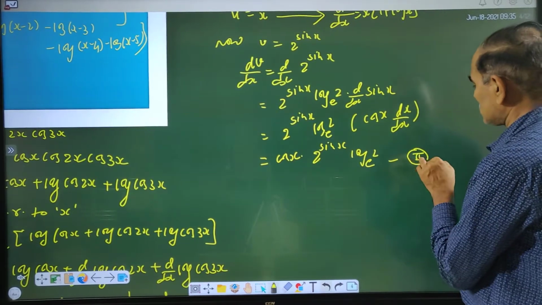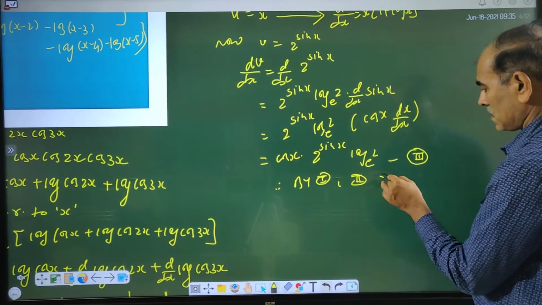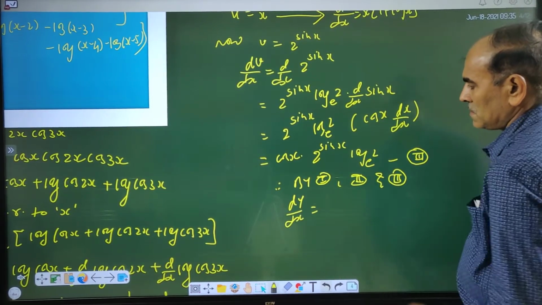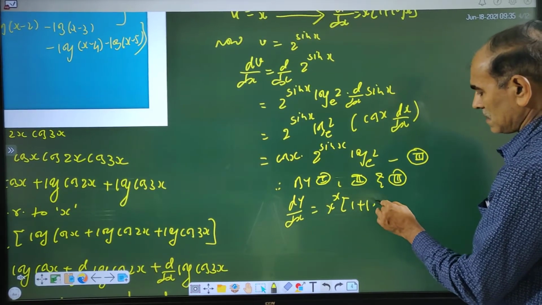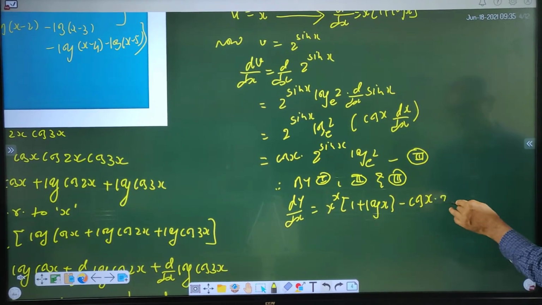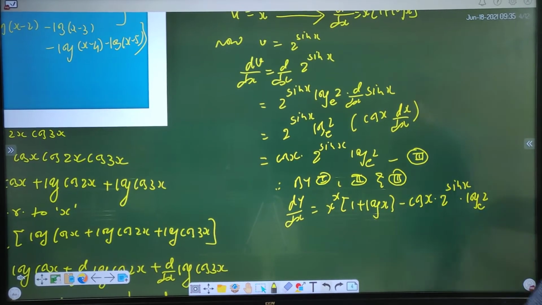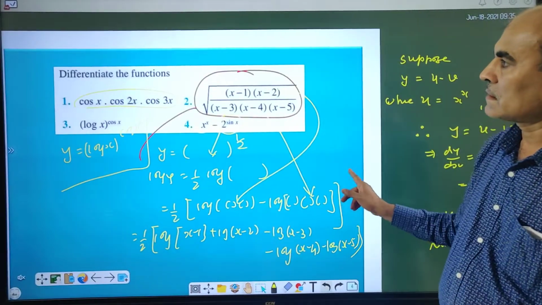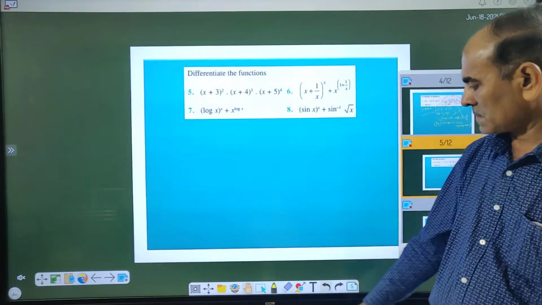By 1, 2 and 3, what is dy by dx? First of all du by dx, that is x raised to x, 1 plus log x, that we know, minus this thing, cos x, 2 raised to sin x into log 2 base e. Very simple way we can obtain it. Now see here. So it is very easy to differentiate this type of sums.